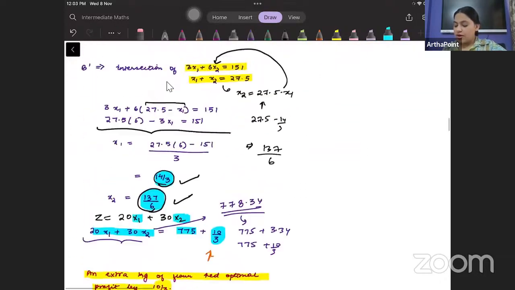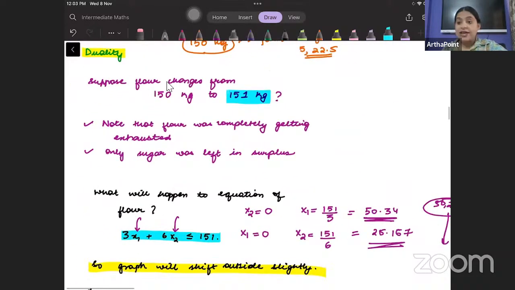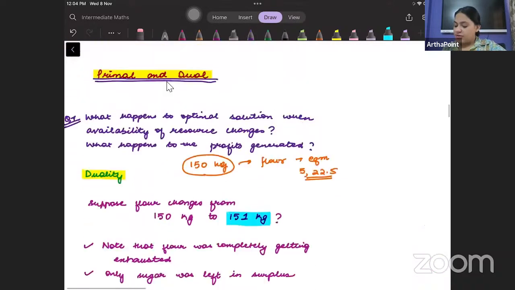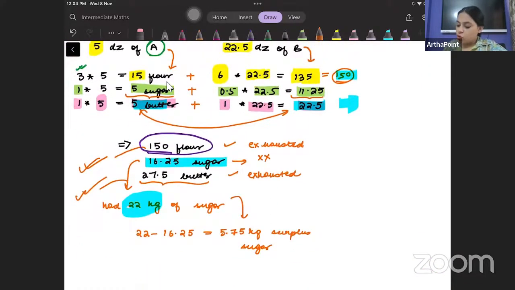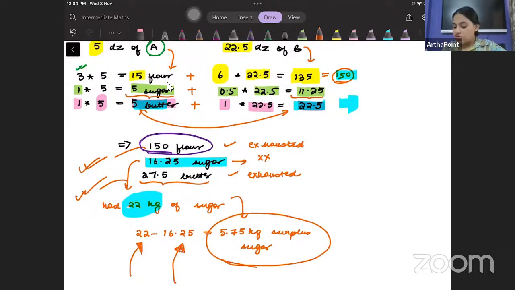If you just go back to our previous analysis, in the last class, I showed that sugar was already in surplus. I was never using sugar completely. We had 22 kgs of sugar, and in the optimum, we were only using 16.25 kgs of sugar. We were never using sugar completely. So if we were not using sugar completely, then even if I increase sugar to 23 kgs, it will not change anything. It will not increase my profit.